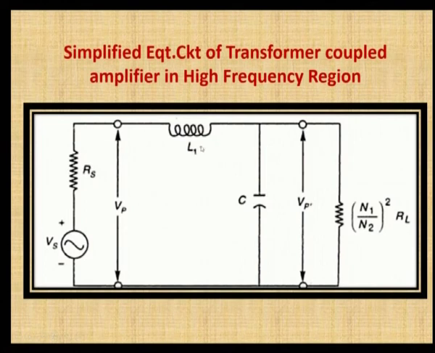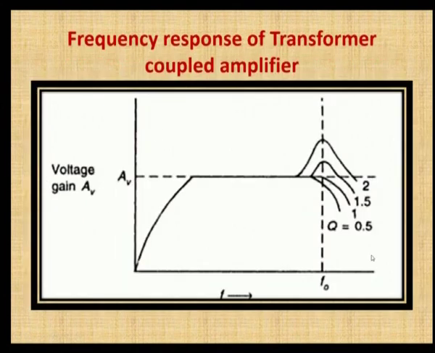We know what L1 is and what C is. So, if these reactances are equal, then only you will have the cutoff frequency, and this is the response of the amplifier for various Q factors from 0.5 to 2. Always the gain is constant for the mid frequency range, slowly increasing at the low frequency and slowly decreasing at the high frequency, and similarly for the RC coupled amplifier.